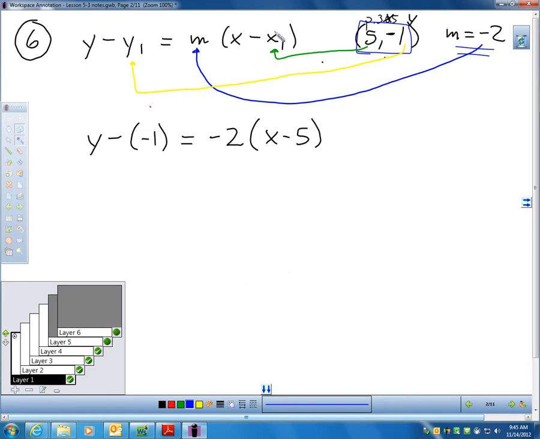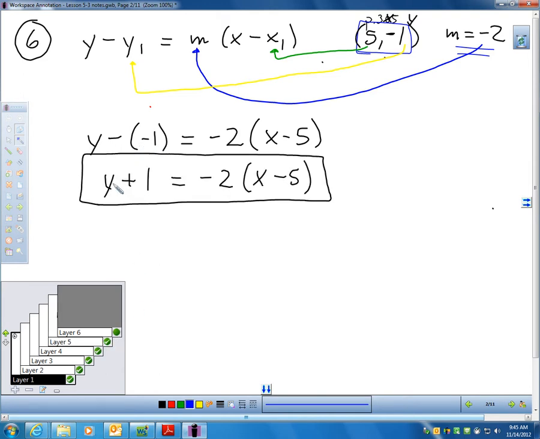When you plug in 5 for x sub 1, you get x minus 5 here. But when you plug in negative 1 for y sub 1, you really get y minus negative 1. Now, we don't want to leave this like this. We want to simplify it. Y minus negative 1 is the same as y plus 1. And then we have negative 2 times x minus 5. There's my equation written properly. And remember, this is called point-slope form.